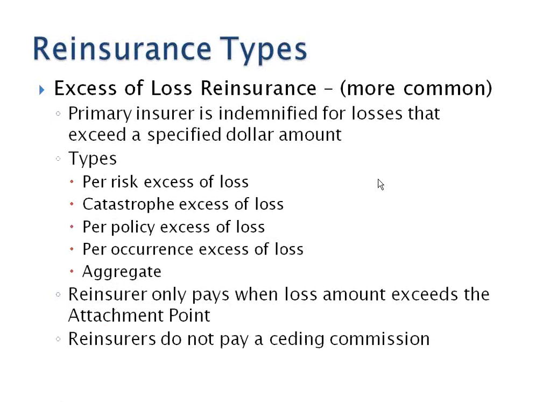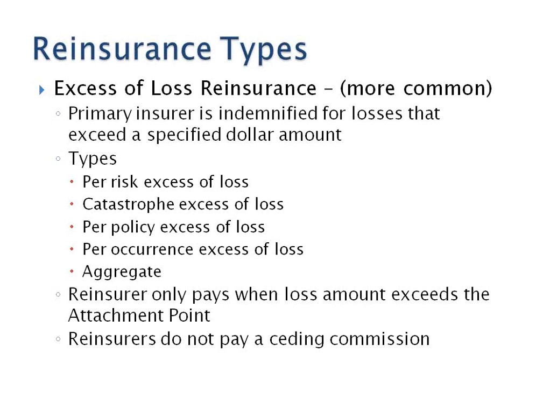So the other reinsurance type was excess of loss. We talked about pro rata, now excess of loss. This is really the more common one that you'll probably see, where the primary insurer is indemnified for losses that exceed a specified dollar amount. This is what we talk about as layering, and we'll show some examples of what that looks like. There are different types: per risk excess of loss, catastrophe, per policy excess, per occurrence excess of loss, and finally aggregate. Again, we'll talk about each one of these more in depth.